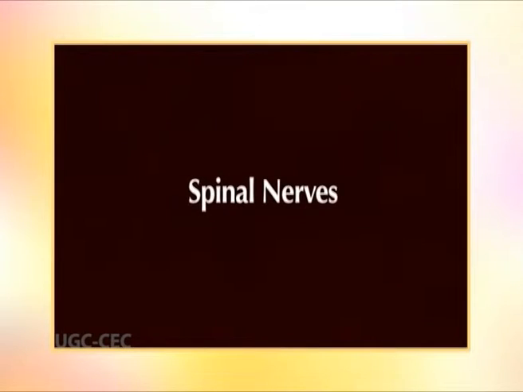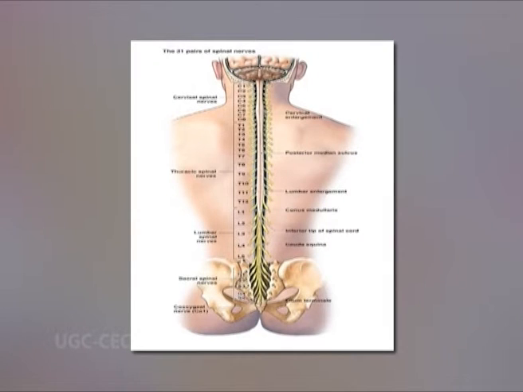Spinal nerves. These nerves develop from the spinal cord and supply all parts of the body not covered by the cranial nerves. These nerves come out of the vertebral column through intervertebral foramina. They are all mixed nerves. Spinal nerves are divided into 31 pairs. The 31 pairs of spinal nerves are classified into 5 groups.